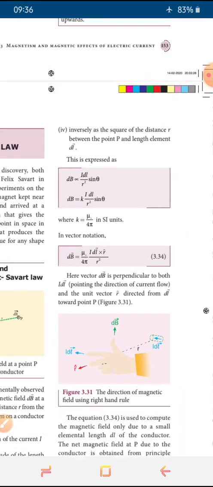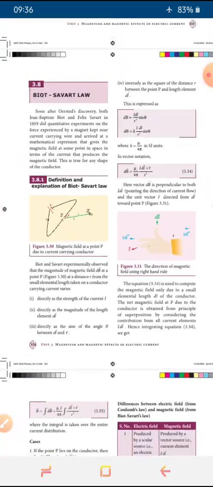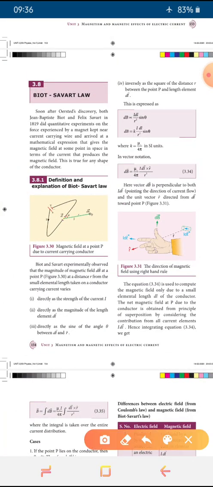So we'll mark the definition here. In this answer, you can mark the definition from this point up to here. Okay, define Biot-Savart law, so for this answer you can mark the statement, write it, then with the formula.